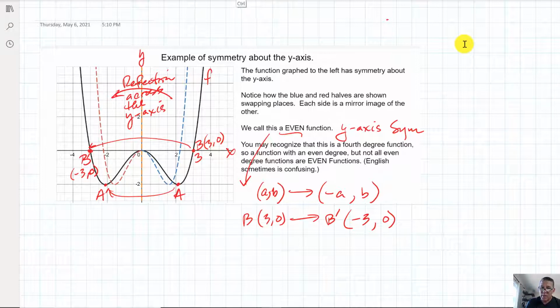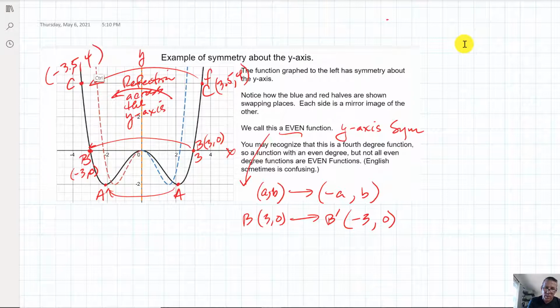So let's take a different point here. Not B, let's call it C. This point right here is (3.5, 4). Notice that it gets reflected way over here, at negative 3.5, comma 4. So C prime is at (-3.5, 4).